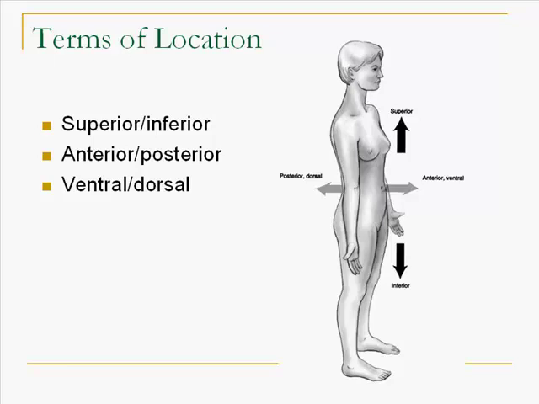Ventral and dorsal. The ventral of your tongue is when you lift your tongue up and see the underside, the belly part. That's your ventral of your tongue. Dorsal, think of a dorsal fin, is the posterior or the back. When you stick your tongue out, you're looking right at the dorsal of your tongue.